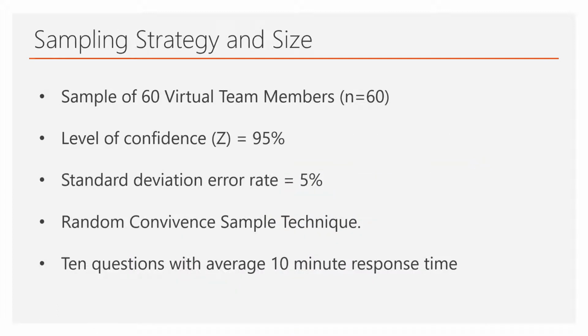Okay, so sampling strategy here. I took a sampling strategy of like 60 virtual team members. And basically with a standard error of 5%, you have a confidence level of 95. And I'll use the random convenience sample technique.